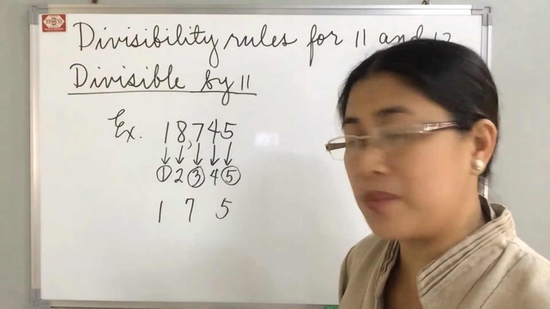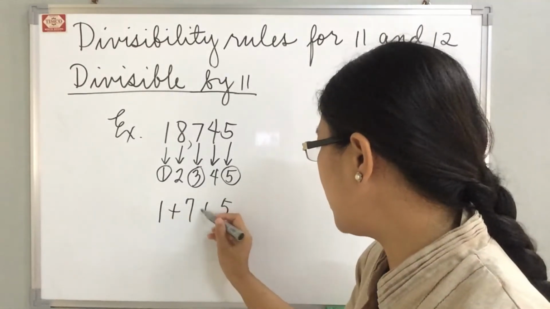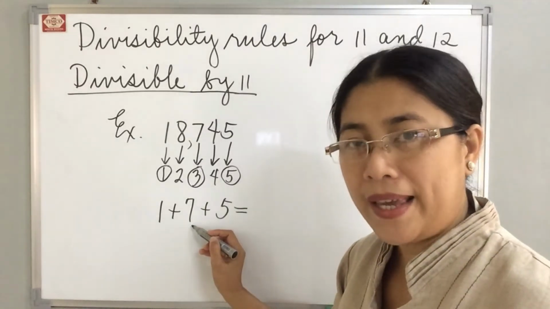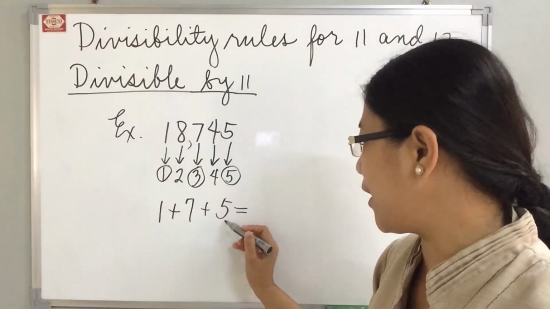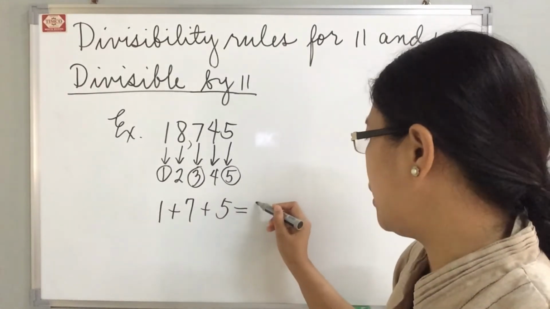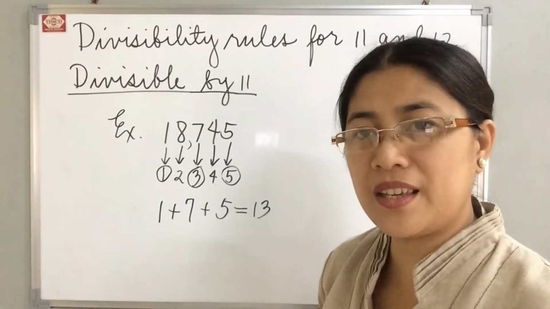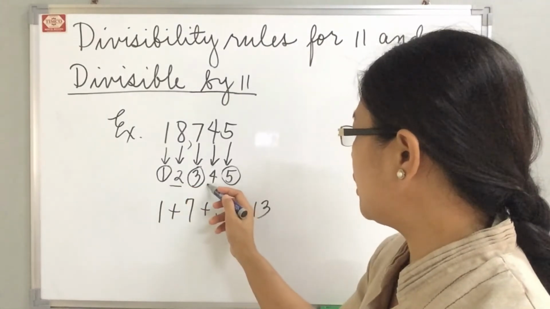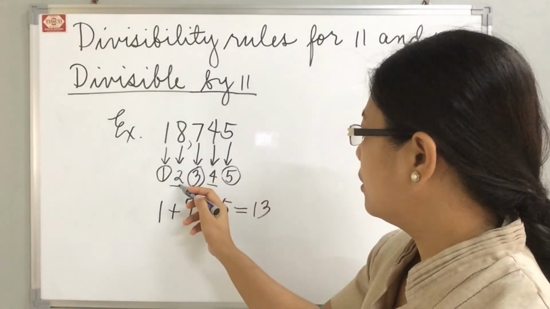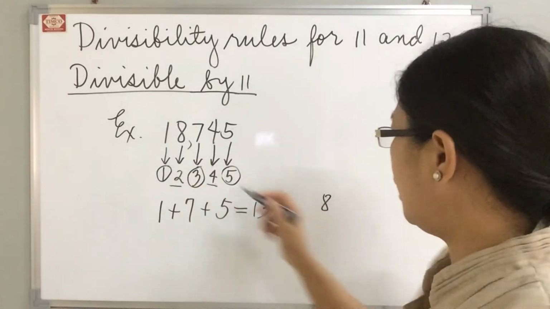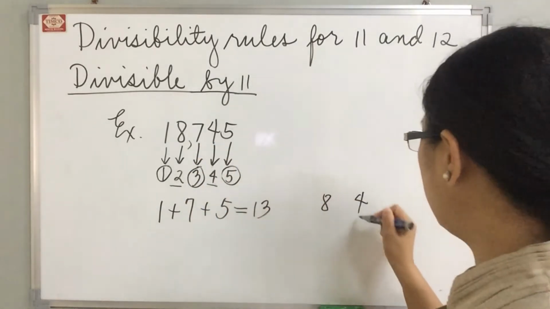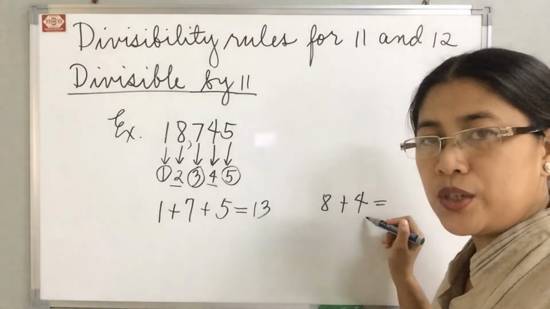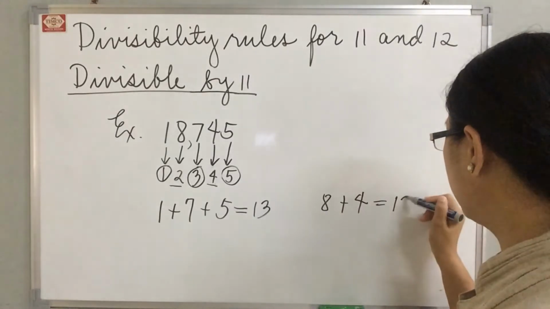And then, let's get the sum. So, 1 plus 7 plus 5. 1 plus 7 is equal to 8. 8 plus 5 is equal to 13. And the next thing is to get the digits on the top of the even numbers. So, we have 8 and 4. And then, let's add also. So, 8 plus 4 is equal to 12.